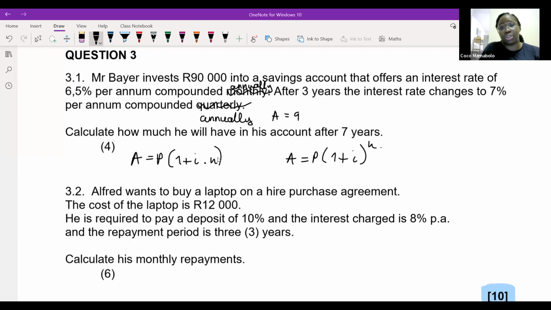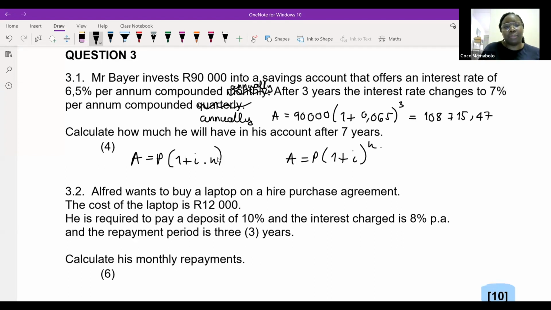A is equal to 90,000, open brackets, 1 plus 6.5%, which is 0.065. You can write that as 6.5 over 100, or you can write it as 6.5%. It's not going to change the answer. All of that to the power of 3. Now, the answer we should get is 108,715.47, rounded up, 0.47. This is how much we have at the 3-year mark.